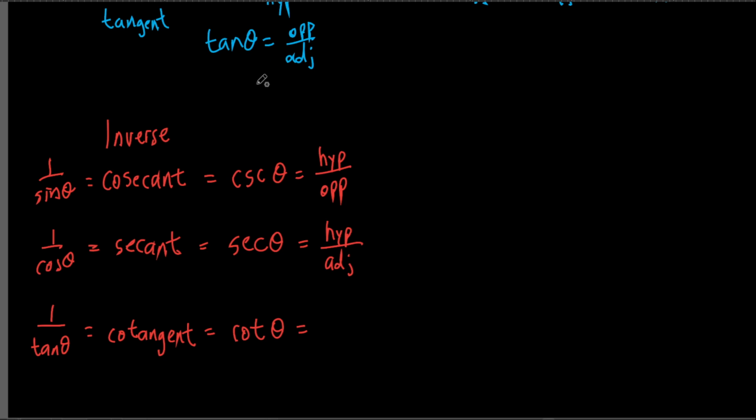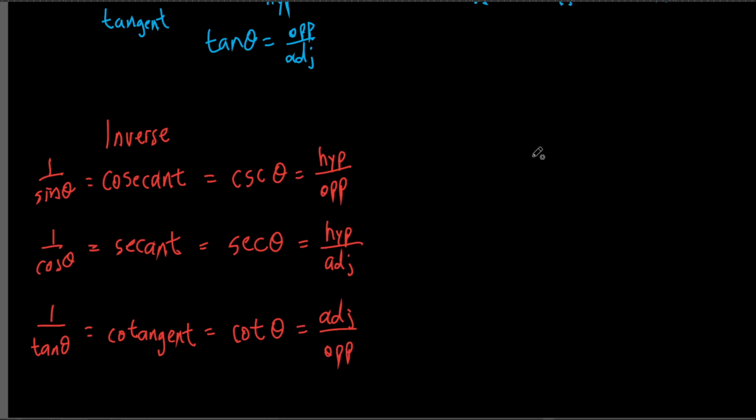All right. Now, what was the tangent? Remember, these are inverses of each other. So what was the tangent? It was opposite over adjacent. TOA. Remember that? Tangent is TOA. So it's opposite over adjacent. What's the cotangent going to be? It's going to be adjacent over opposite.